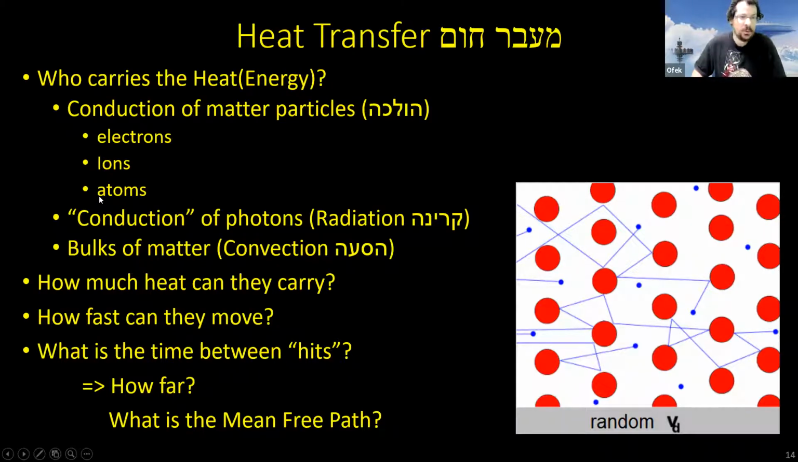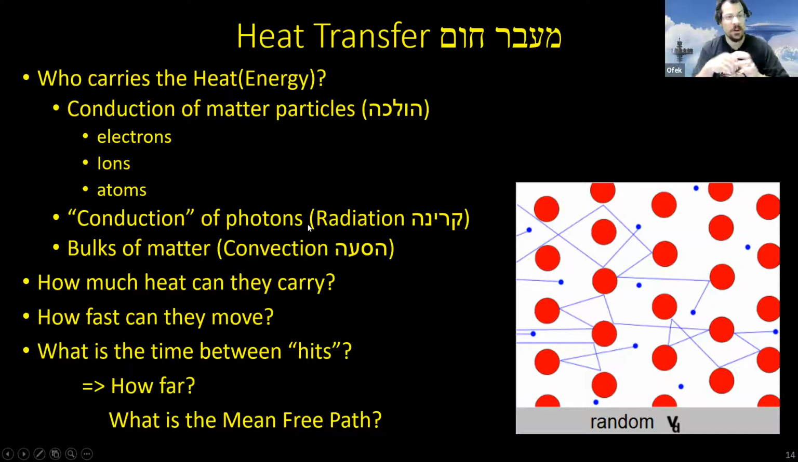Full atoms, which unlike charge, you don't need to be electrically charged to carry heat. Anything can carry heat, so neutral atoms can do so as well. And these are grouped under the name conduction, or holacha in Hebrew, actual matter particles which have kinetic energy or heat in the form of kinetic energy, and they carry it around from place to place. As we said before, this is not very common in stars. Stars are very dense, and it's hard for matter particles to travel very far. So this is a very limited channel of heat conduction.